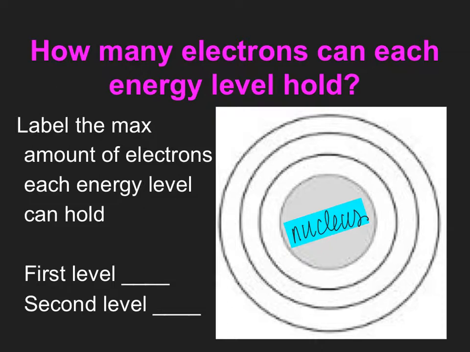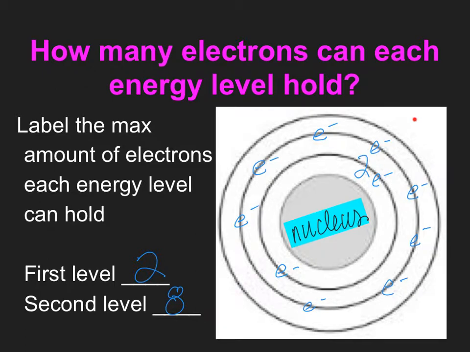So the first ring, the first level, can hold 2 electrons. So go ahead and put the 2 electrons on your diagram there. And the second level can hold up to 8 electrons. Let's actually do this. We've got 2, we'll put the 2 electrons on, and then here we'll also put 1, 2, 3, 4, 5, 6, 7, 8. So we're getting a little visual of what those electrons look like. So that's the amount of electrons each one can hold.